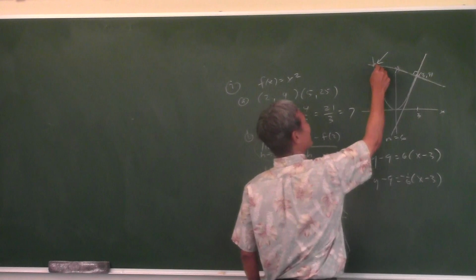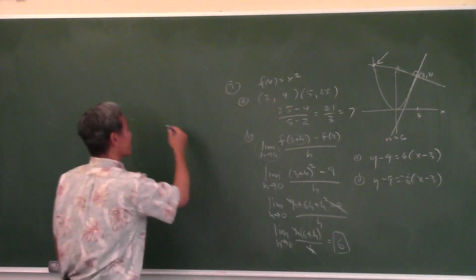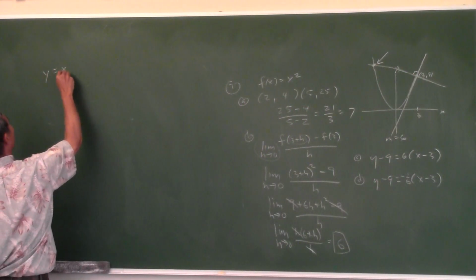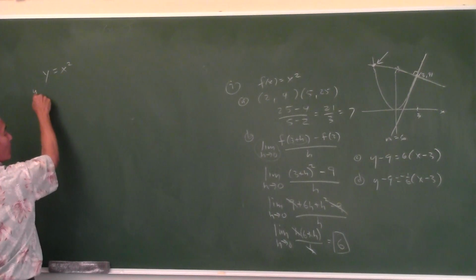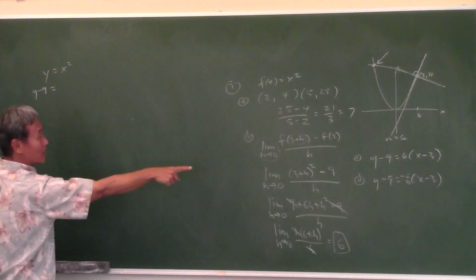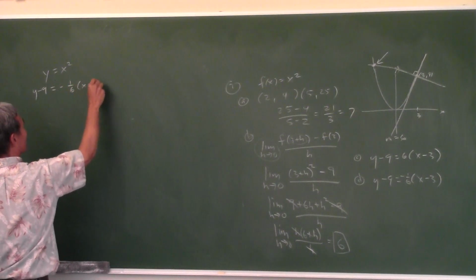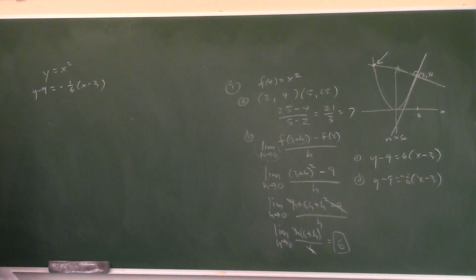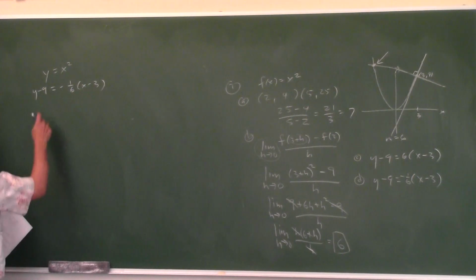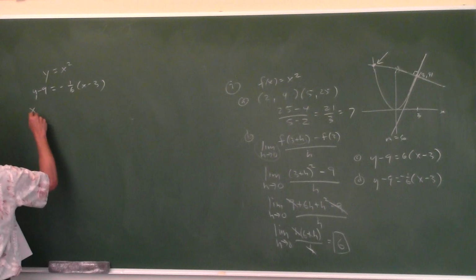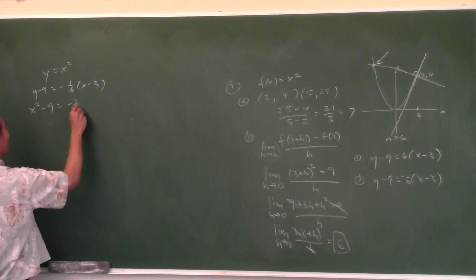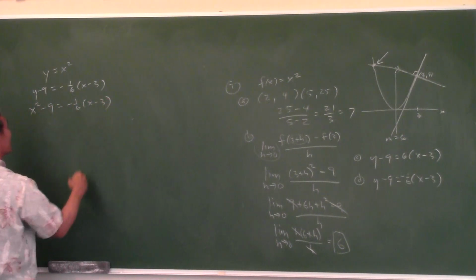Okay, so how do I find where these two graphs intersect? Just look, here's the equation of the parabola, and where's the line? y minus 9. And remember, we're using the normal line. Make sure you use the right one. Here's the normal line. How do I figure out where two graphs intersect? It's called substitution. So since y equals this, I can substitute that for y. And then you just solve this equation.